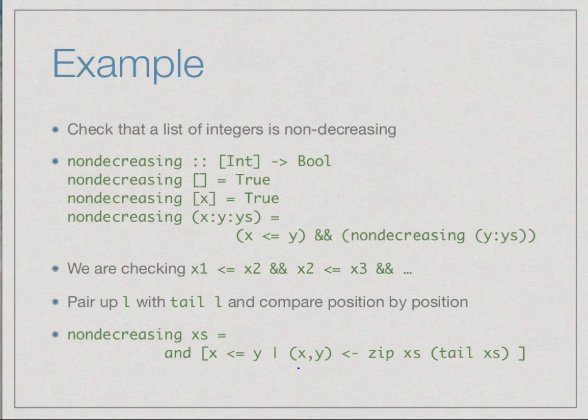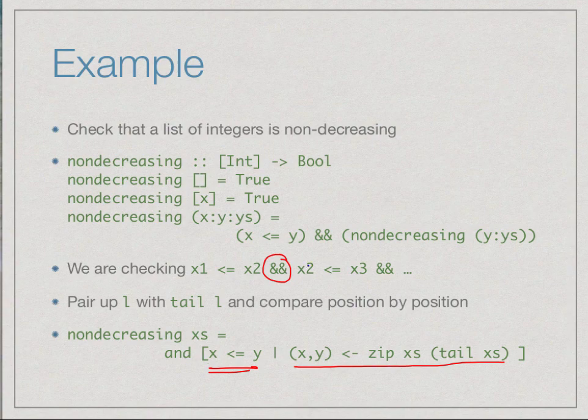Right? So we take all such pairs, and for each pair in this zip, we check that x is less than or equal to y, and then we apply this AND function. This AND function is predefined in Haskell, just like sum and so on. What AND does is check whether a list of booleans is all true.